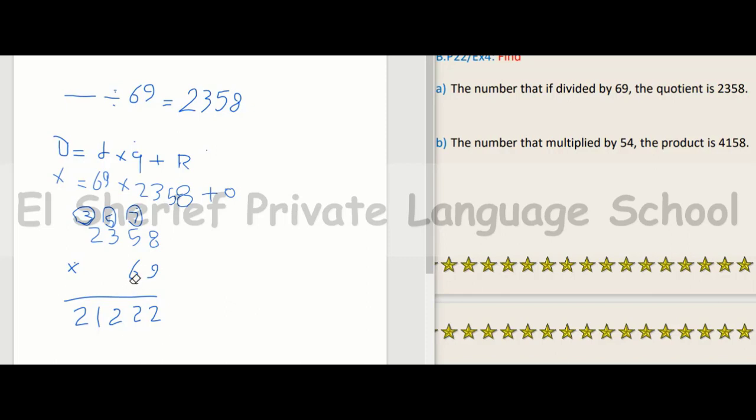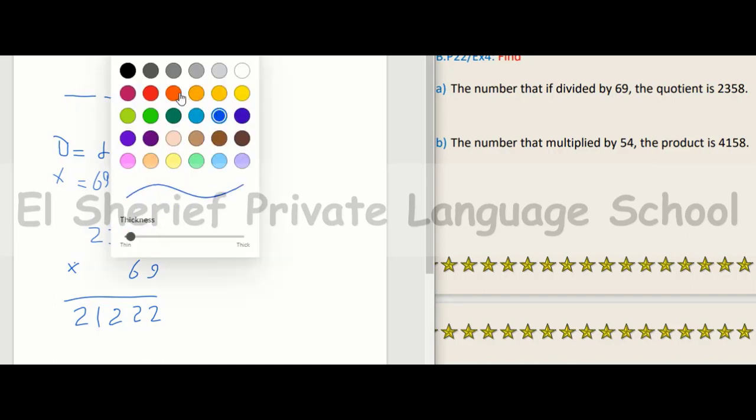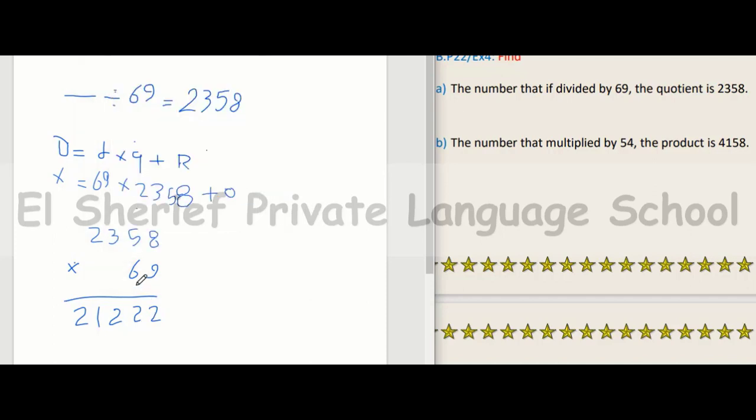Okay, let's start with the 6 this time. First we put 0 here, then 6 times 8 equals 48, write 8 and you carry 4. 6 times 5 equals 30 plus 4 equals 34, and write 4 and carry 3. 6 times 3 equals 18 plus 3 equals 21, write 1 and you carry 2.